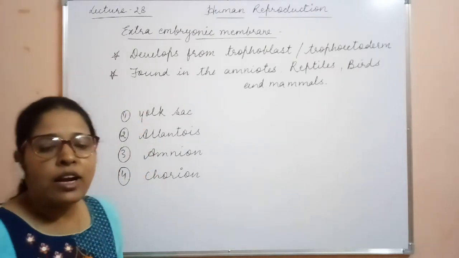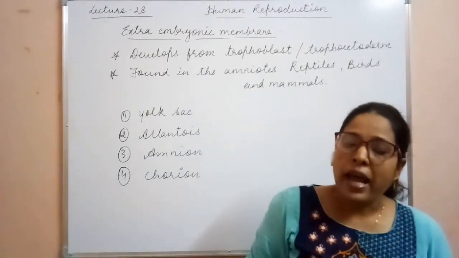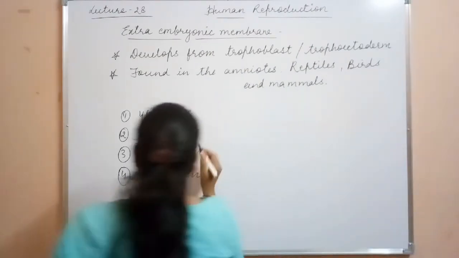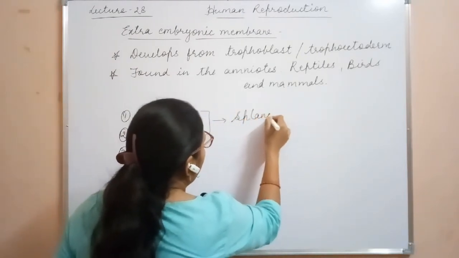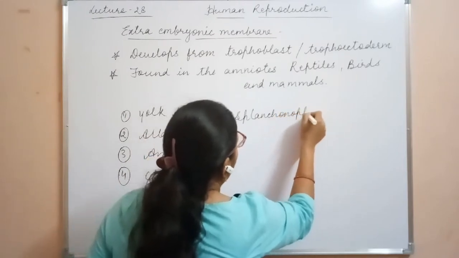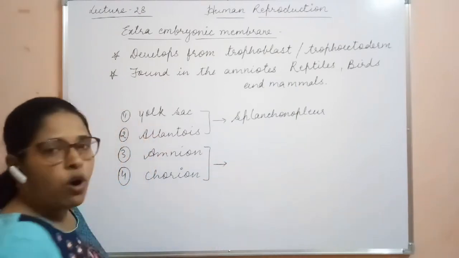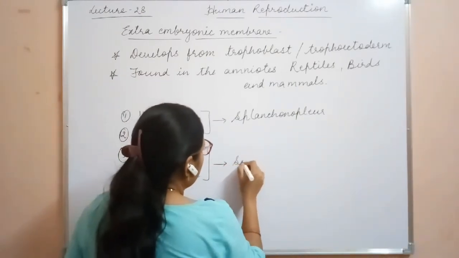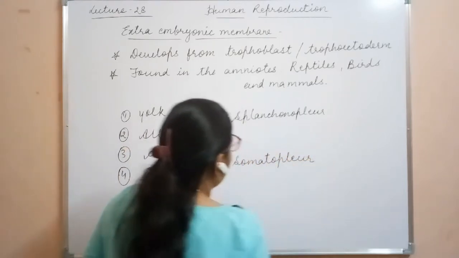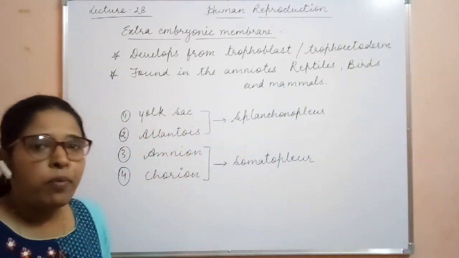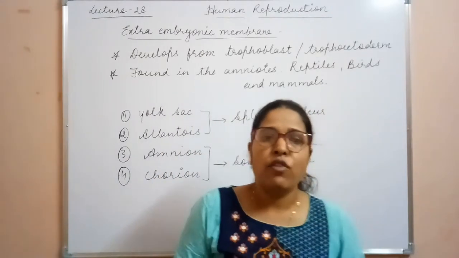Yolk sac and allantois, both of these membranes are developed from splanchnopleure. Clear? And amnion and chorion are developed from somatopleure. Clear? Splanchnopleure and somatopleure each have two membranes.